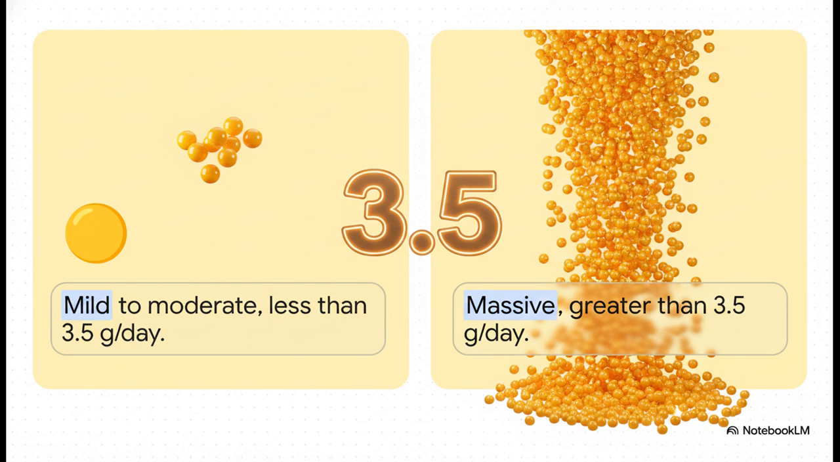We're talking less than 3.5 grams per day. But the nephrotic patient, because of that massive filtration defect we visualized earlier, has massive proteinuria. They are losing greater than 3.5 grams of protein every single day. That 3.5 is your magic cutoff number. Do not forget it.